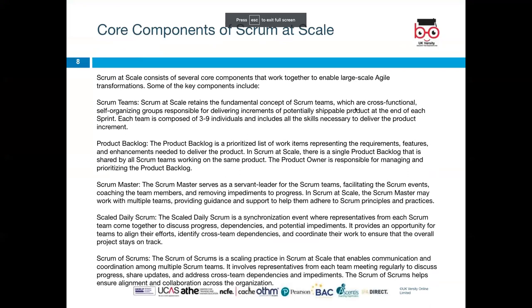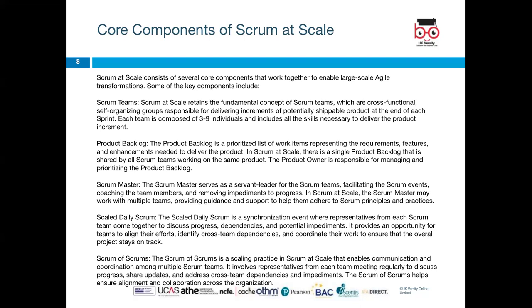So what are the core concepts of Scrum at Scale? We have Scrum teams, product backlog, Scrum Master, Scaled Daily Scrum, Scrum of Scrums. Scrum teams: obviously, they retain the fundamental concept of Scrum teams, which are cross-functional, self-organizing groups responsible for delivering increments of potentially shippable products at the end of each sprint. Each team is composed of 3 to 9 individuals.